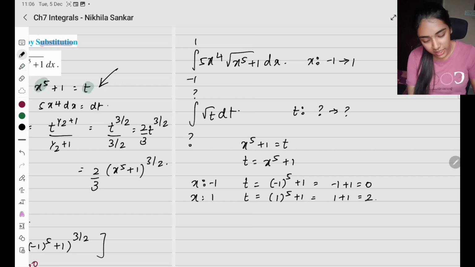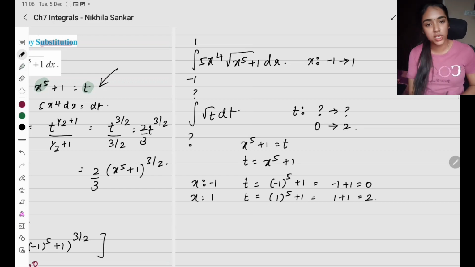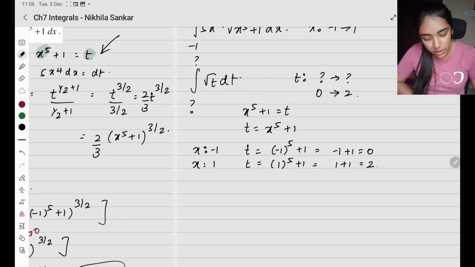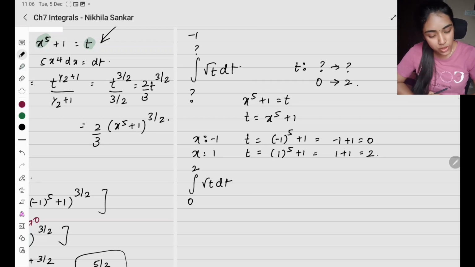So how does my integral travel? What is the upper limit and the lower limit? -1 to 1 is nothing but 0 to 2 when you consider in terms of t. So this is how you change the limits. Now I can directly integrate. So I have square root of t times dt from 0 to 2. Instead of -1 to 1, I am going to apply 0 to 2.